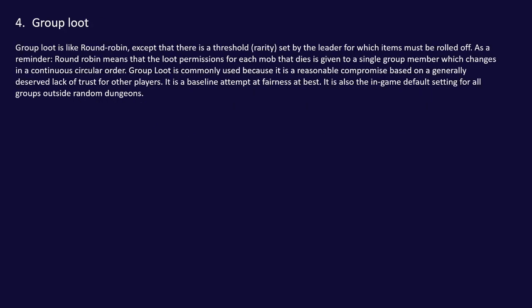Okay, so next, group loot. Group loot is like round robin, except that there's a threshold, which is set by the item rarity, which is set by the leader, for which items must be rolled for. As a reminder, round robin means that the loot permissions for each mob that dies is given to a single group member, and that changes in a continuous circular order through the entire group.